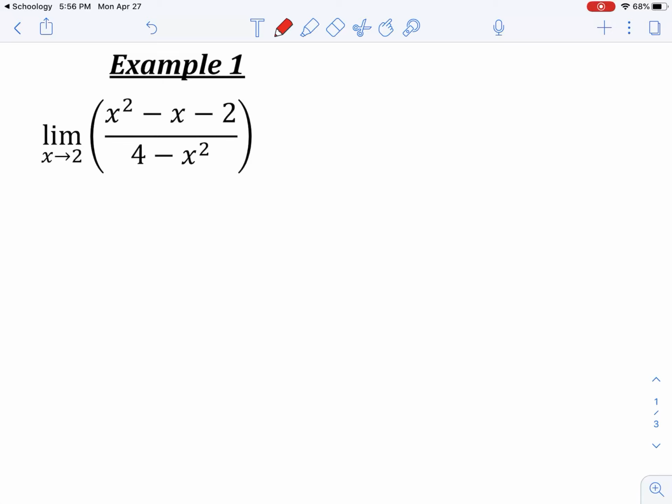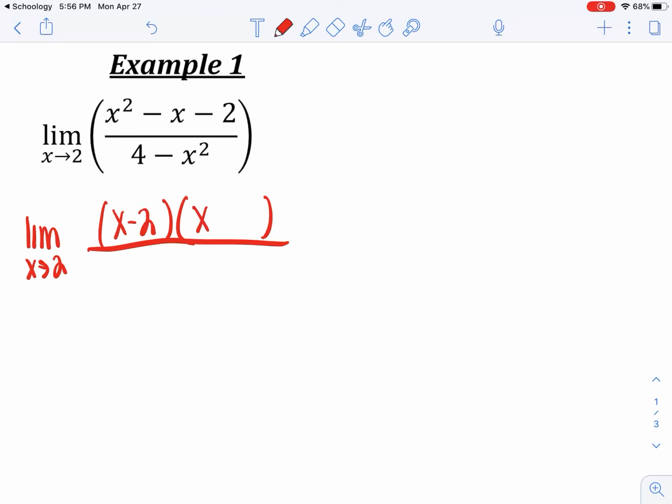So now I'm going to factor this. I'm going to do limit as x approaches 2 of, and I'm going to factor the numerator and the denominator. My numerator, I need two numbers that multiply to give me -2 and add to give me 1: x minus 2 and x plus 1. And then my denominator is a difference of squares, so 2 sets of parentheses. Remember, one's plus, one's minus. The square root of this number has to go first. People like to change this to x plus 2, x minus 2, which is wrong. So it's 2 plus x, 2 minus x.